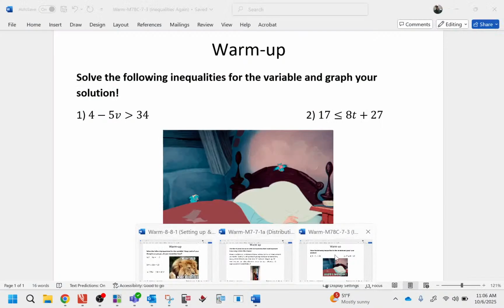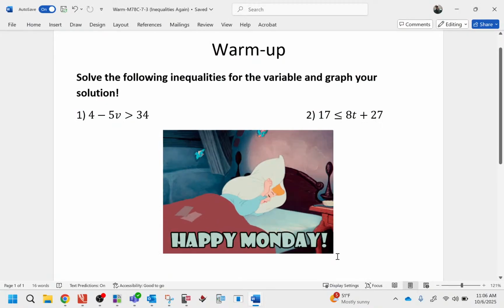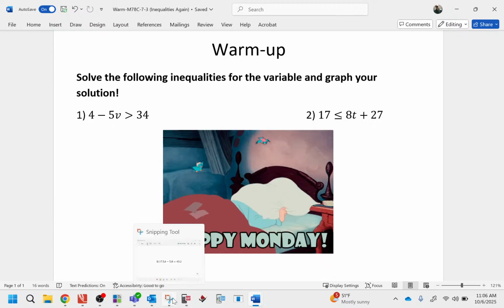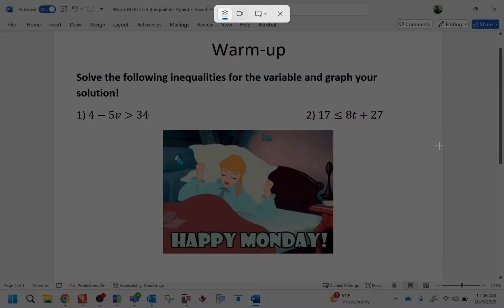Here's your warm-up. Go ahead and solve those inequalities for the variable. Graph your solution. If you remember how, you're going to want to pause the video because these guys are ready to go. So let's get the show on the road. Oh yeah, pause the video if you haven't already. Solve those two. See what you can do.